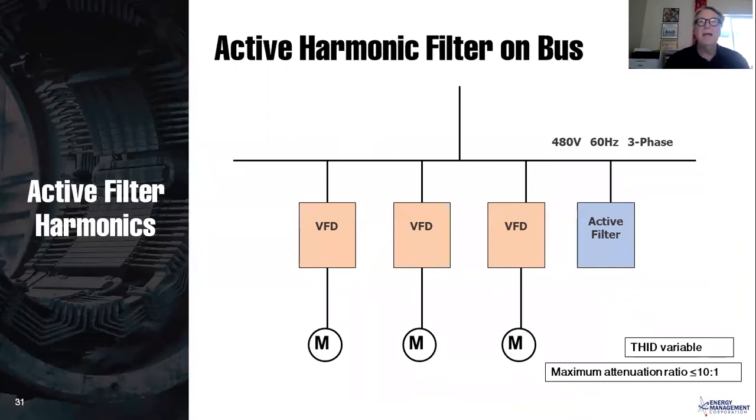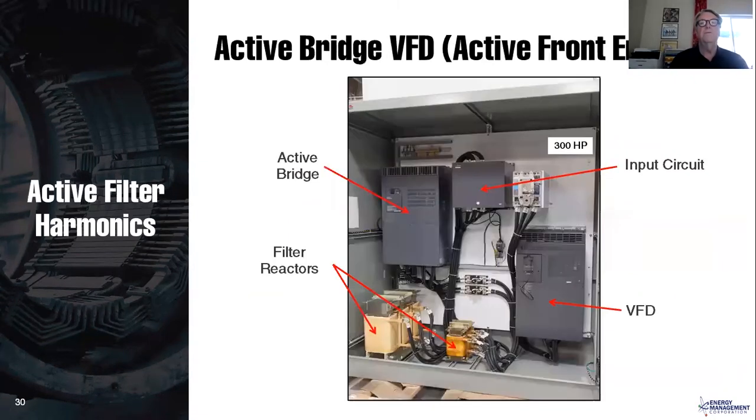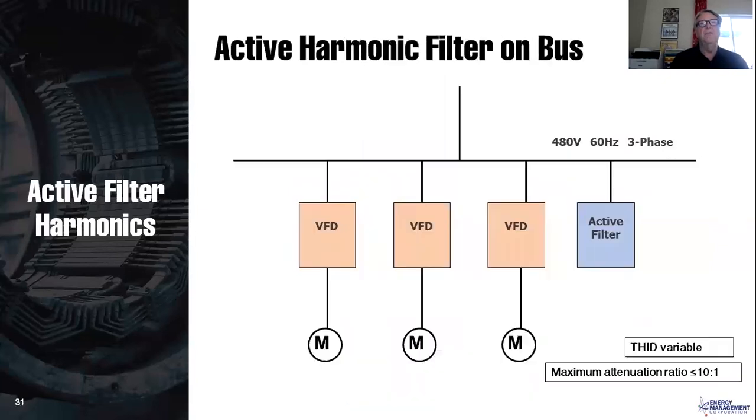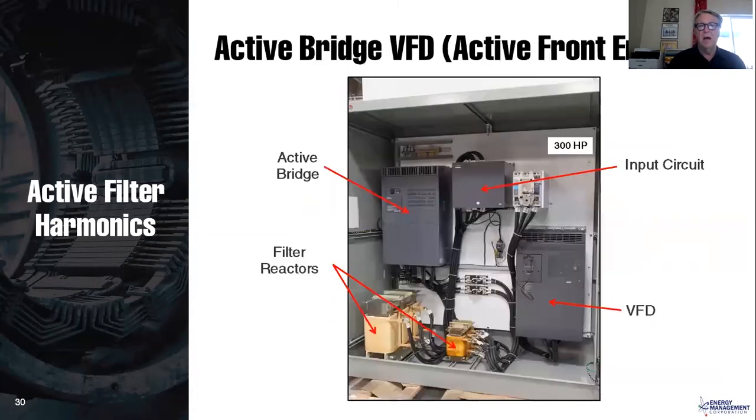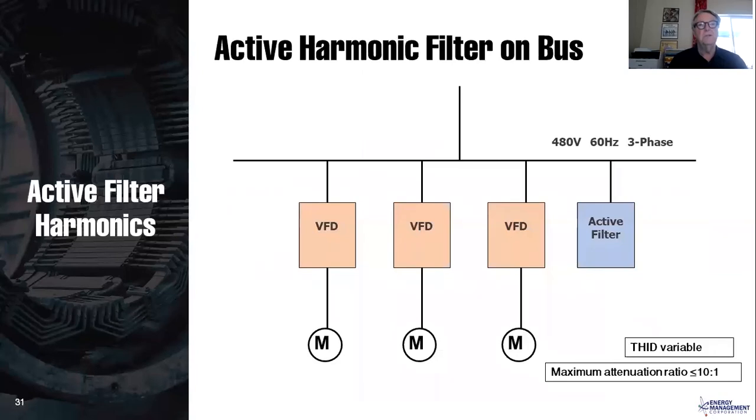Now we're going to talk about a different active technology. That's called an active filter. So that there's no confusing, we're going to refer to this as an active bridge and this as an active filter. So an active bridge is a device that is either added to a variable frequency drive or part of that variable frequency drive, whereas an active filter is on the bus as a separate item. So in this case, we have our VFDs, we go ahead and let them produce harmonics, and then we put in an active filter in order to mitigate those harmonics or filter those harmonics.